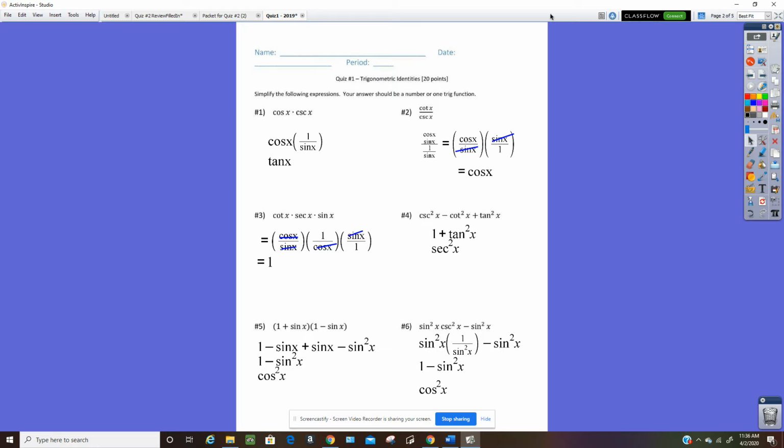Okay, there's the first 6 problems, the first page there. Like I said, the retake is going to look like this here.